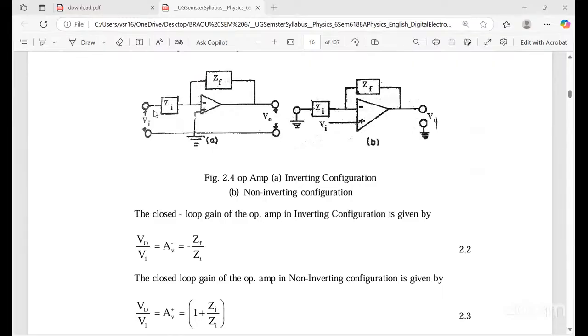You can see here, this is an inverting configuration. VI is the input voltage, this is the output voltage. The positive terminal is grounded, only the negative terminal is used. Here the resistance is ZI at input, RI, whatever. In the feedback path, this is ZF.